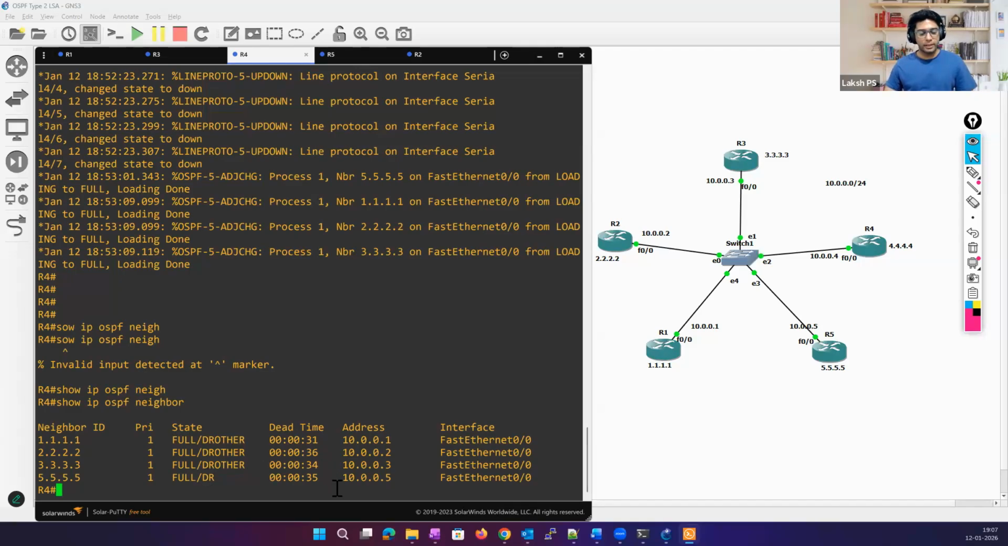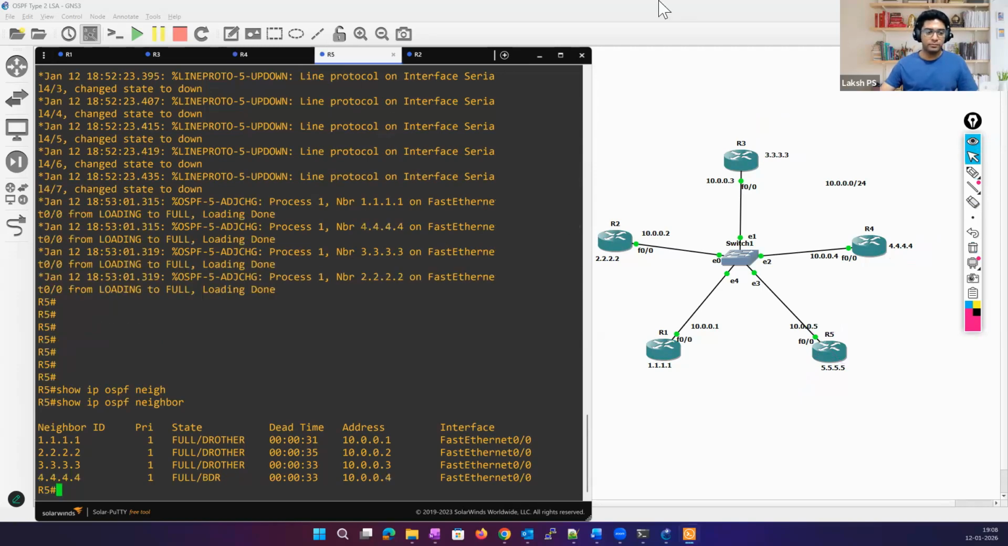Now, we also discussed one more thing in the last class, that if the DR fails, the BDR will become the DR, right? And when the BDR becomes the DR, there will be an election for a new BDR. And in this case, R3 will become the BDR because it will have the second highest router ID. All right. So let's try to fail R5.